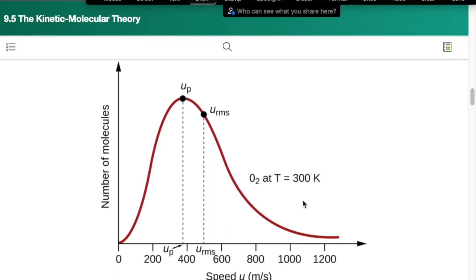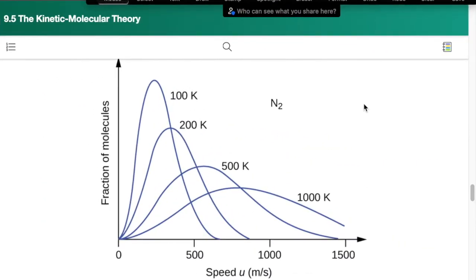And so this one is a representative of oxygen gas at 300 Kelvin because this distribution looks different for different gases because it is dependent on the mass of the gas molecule, and it's also dependent on the temperature. So let's take a look at what changes you can see with different gases and with different temperatures.